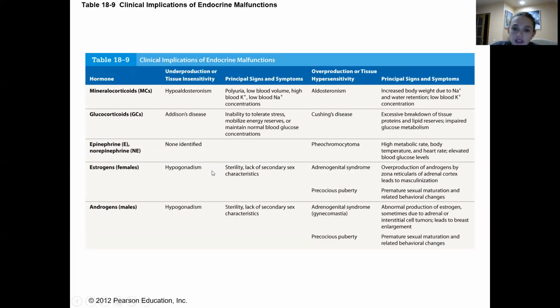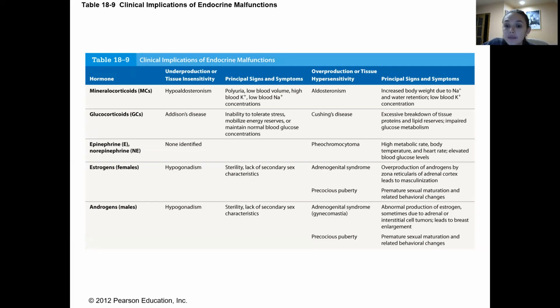Then estrogens. Hypogonadism will cause sterility and lack of secondary sex characteristics. Hyperfunction of the estrogens will lead to adrenal syndrome. Overproduction of androgens by the zona reticularis of the adrenal cortex leads to masculinization, premature sexual maturation, and related behavioral changes.